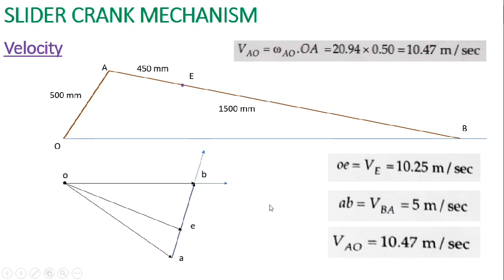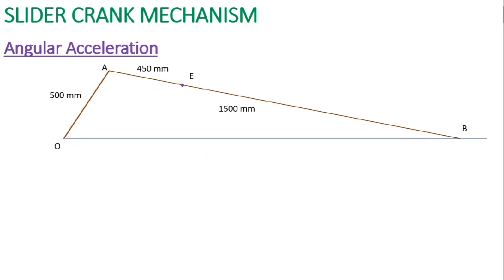Now we shall see how to determine acceleration using the acceleration polygon. Again, we have the same line diagram of the mechanism as shown on the screen. With this, we shall start drawing the acceleration polygon to determine the angular acceleration. The first step is to choose the point that will be o dash.